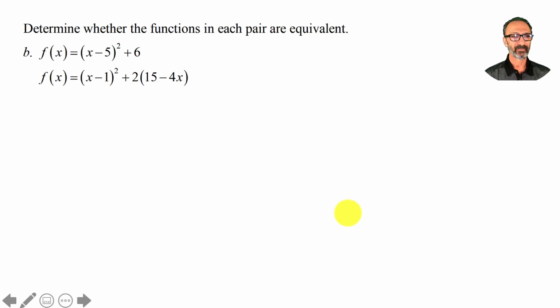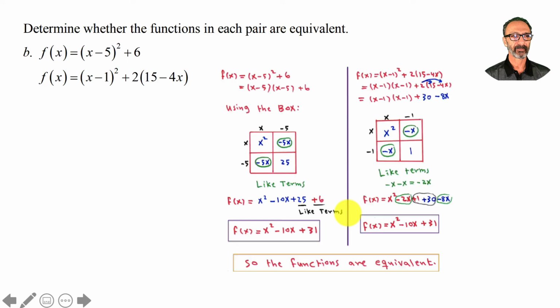Another example. This time I'll go a little bit fast to save you some time. The top one is on the left and the bottom one is on the right. Here I'm using the box. X minus 5 to the second means x minus 5 times x minus 5. Here's the box method: x and minus 5 times x and minus 5.